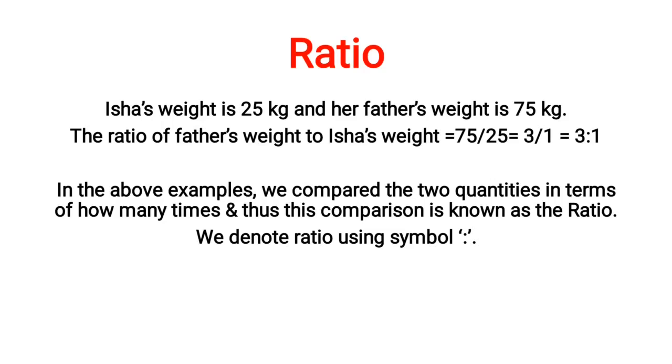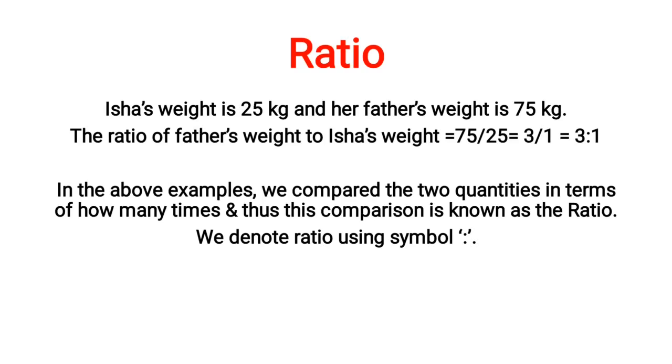For comparing quantities of same type, we commonly use the method of taking difference between the quantities. But in many situations, a more meaningful comparison between quantities is made by using division. That is, by saying how many times one quantity is to the other quantity, and this method is known as comparison by ratio. We denote ratio using the colon sign.